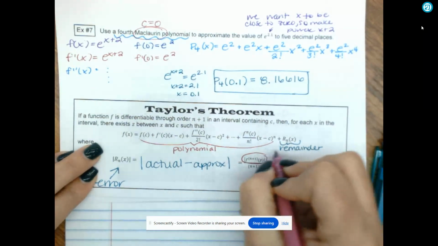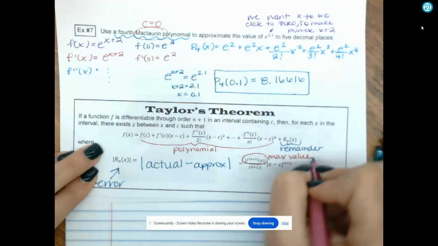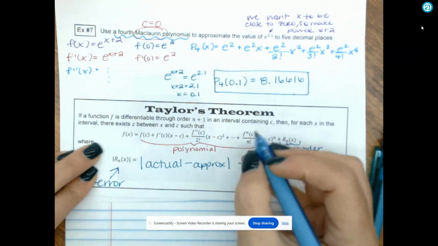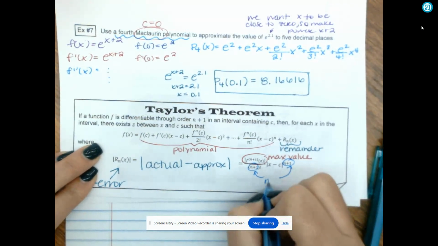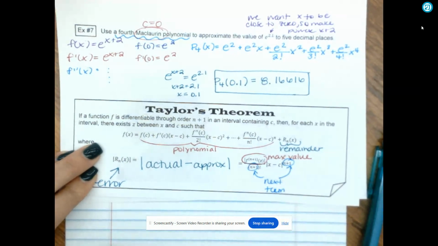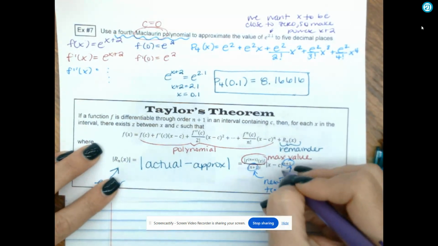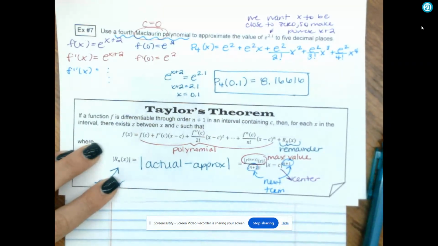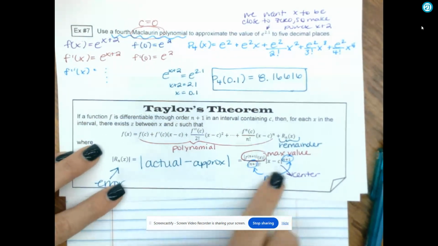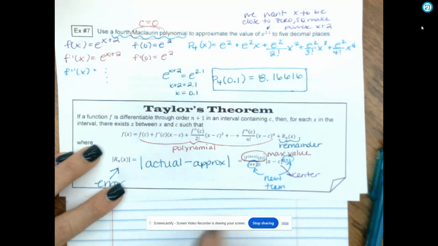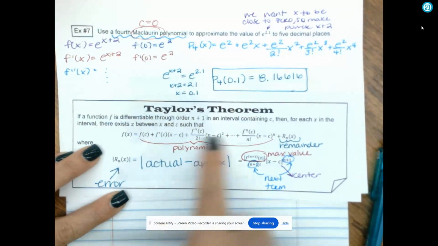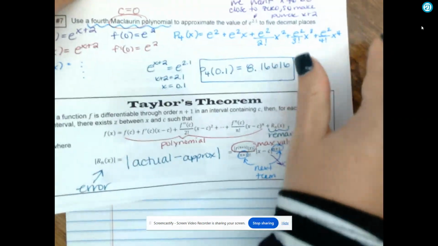This is going to represent our max value. And then I do want you to pay attention to the n plus 1 on both of these, representing our next term. And then c here, remember, is our center. So all of this is stuff we've actually seen before. That's a numerical derivative of z over n plus 1 factorial times the absolute value of x minus c to the n plus 1. We've seen the remainder. We've seen this polynomial function. All right, so now let's apply it.